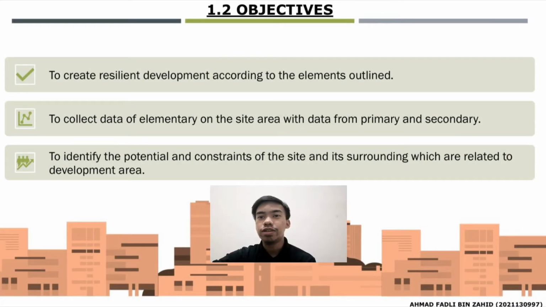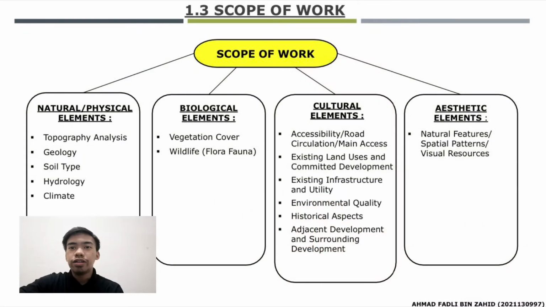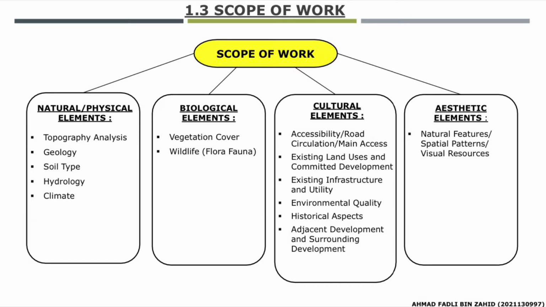There are three objectives in this slide. First, to create resilient development. Second, to collect data from primary and secondary data. And lastly, to identify the potential and constraints of this site. There are four elements that we need to know. First is natural physical elements. Second, biological elements. Third, cultural elements. And lastly, aesthetic elements.